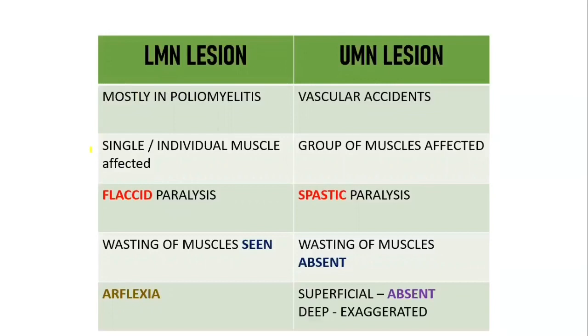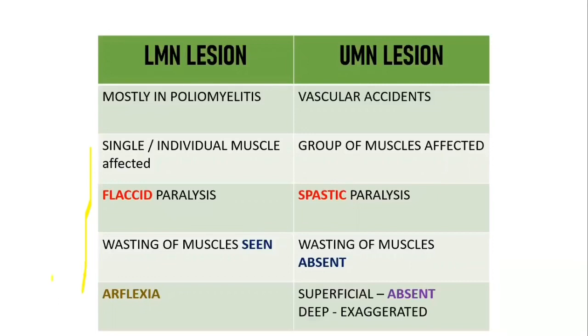From this, it is very important: in a lower motor neuron lesion, only a single or individual muscle is affected, whereas in an upper motor neuron lesion, a group of muscles is affected, because the upper motor neuron comes from the center. So those neurons can establish connections to many groups of muscles. But a lower motor neuron from a particular anterior horn cell goes to only one particular group of muscle. So in a lower motor neuron lesion, a single muscle is affected, but in an upper motor neuron lesion, groups of muscles are affected.